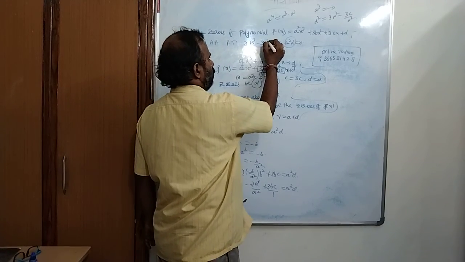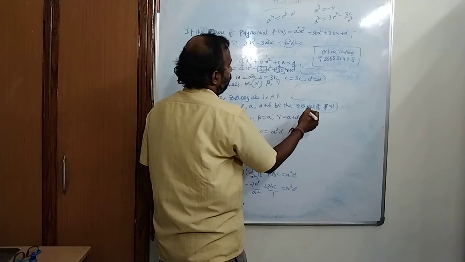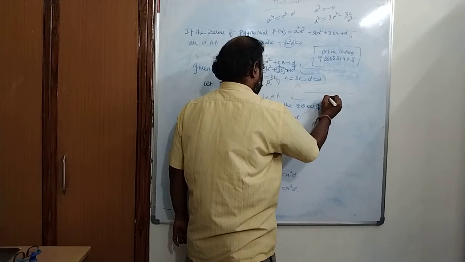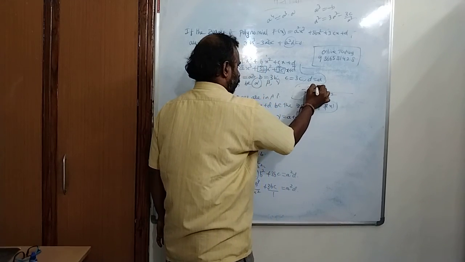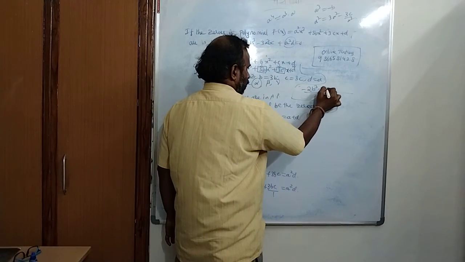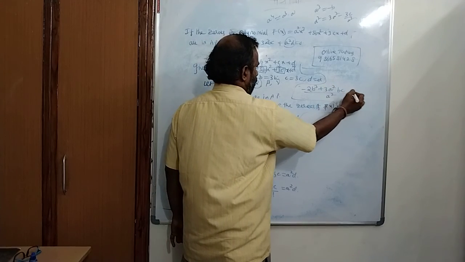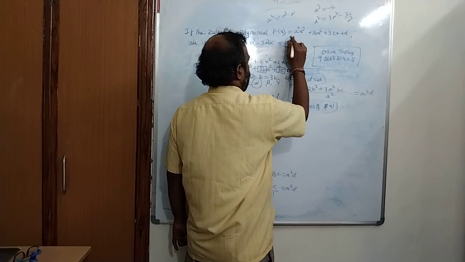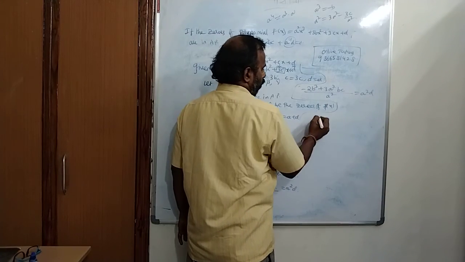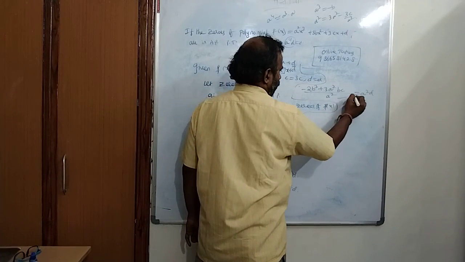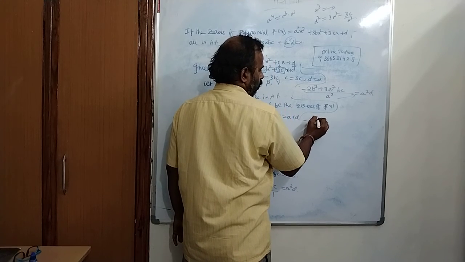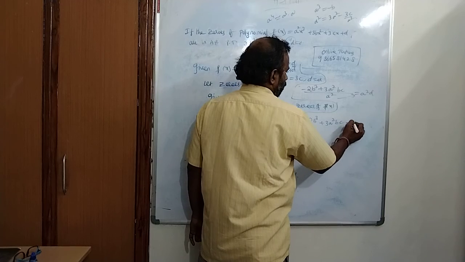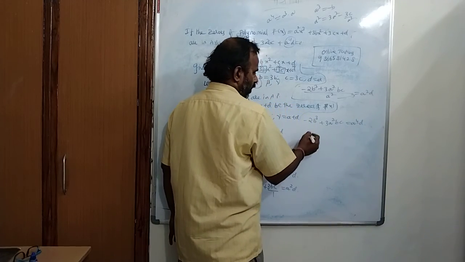Here it should be 3a square. So here, now LCM will be a square minus 2b cube plus 3a square bc is equals to a square d. So here is the printing mistake. It should be a power 4. So here cross multiply. So minus 2b cube plus 3a square bc is equals to a power 4d.